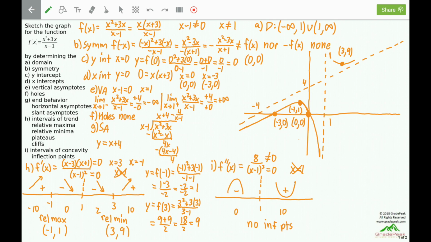To the right of the vertical asymptote, x equals +1, we have it remaining concave up, and it will decrease to the left of the critical number x equals 3, and then increase to the right of the critical number x equals 3, making x equals 3 be the relative minimum. So it should remain concave up the entire time. So it will be here, and like so, approaching again the slant asymptote of y equals x plus 4 as x goes to +infinity.